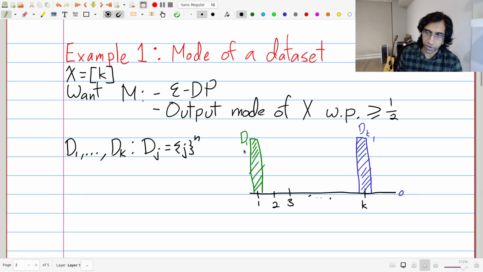We're going to have, these are the different data sets we want. And so let's look at what the algorithm should give on each of these. For example, on D1, clearly the mode is going to be 1, right? It's the only one which has any points at all, so therefore it's clearly going to be the mode. And similarly, Dk should have k being the mode. So let's fix some specific j.